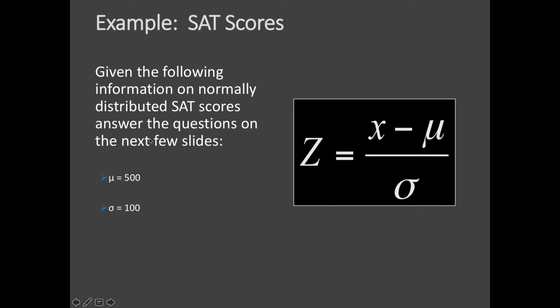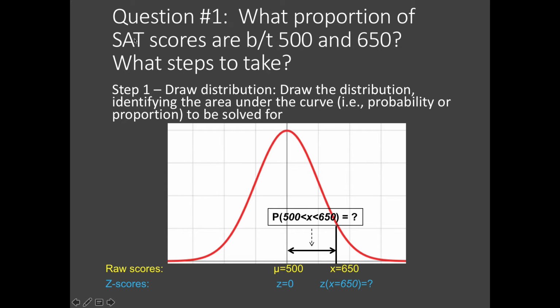So here's an example of actually using the formula, this Z formula. You don't have to memorize it, it's posted everywhere, you just have to use it. So given the following information, that the mean is 500 and the standard deviation is 100 of the population for the SAT scores that we're assuming are normally distributed, we're going to fill in this formula.